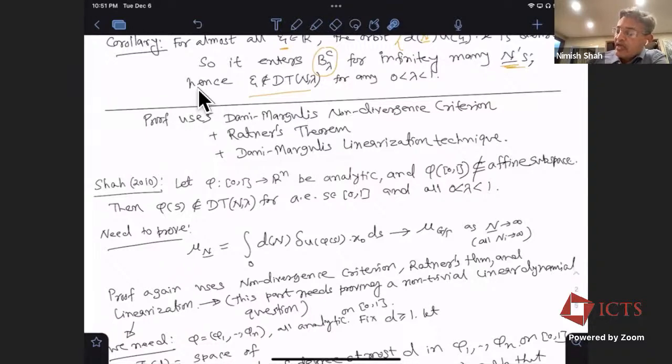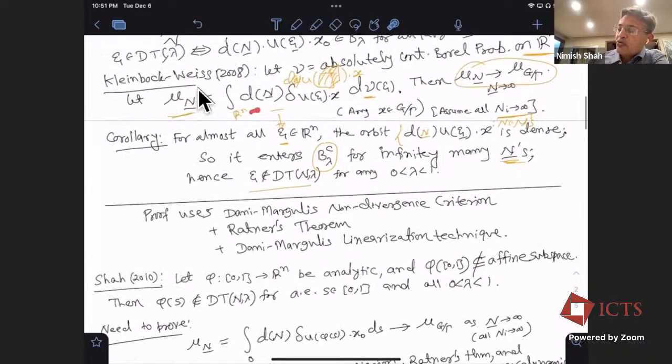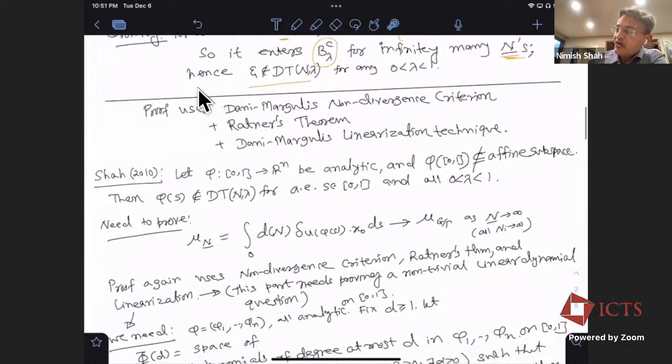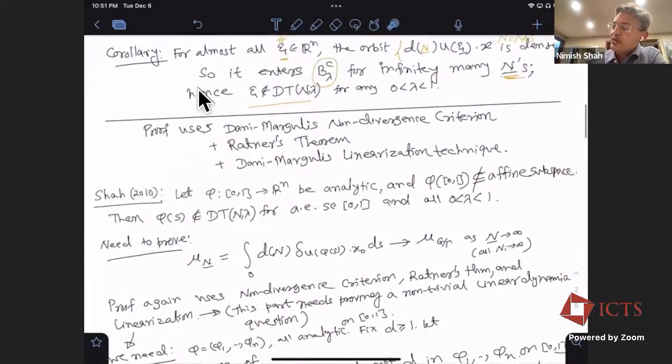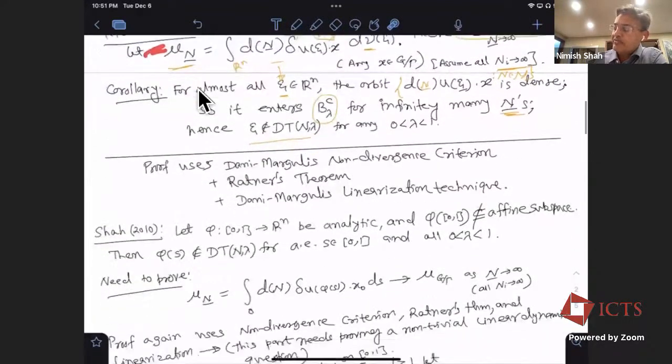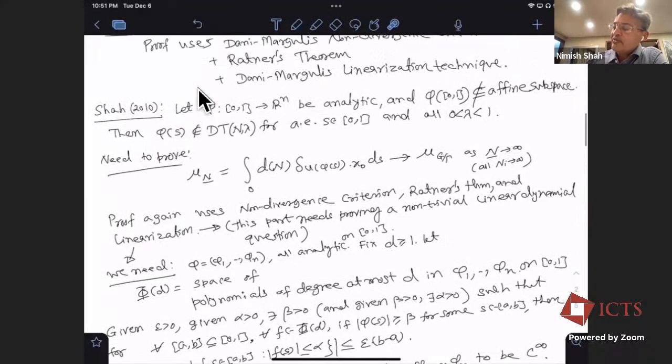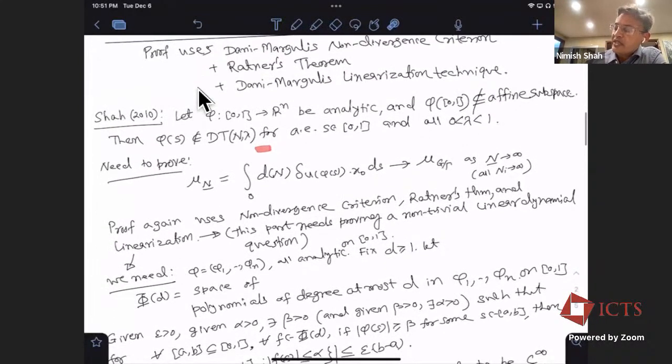I tried to prove a similar kind of result, inspired by the work of Kleinbock and Margulis. In fact, this paper also has a certain component of what I'm saying here. They only talk about non-divergence in this situation, but not in general. So let's look at it carefully. Let phi be any analytic curve inside Rn, and assume that this curve is not contained inside some proper affine subspace. Then almost every point of this curve is not in Dt and lambda for almost all s in 0, 1, for any lambda less than 1.